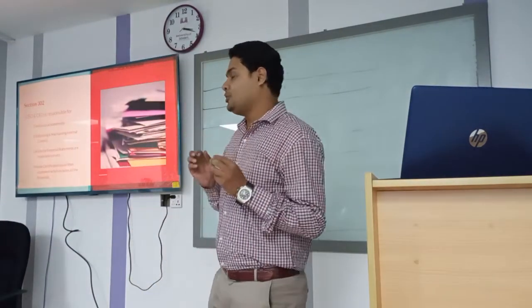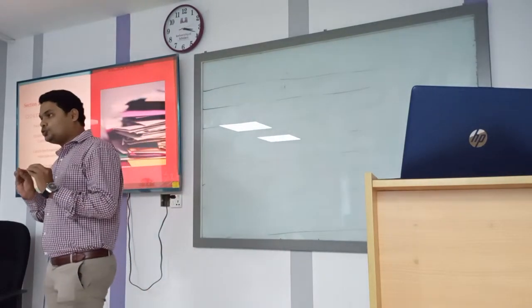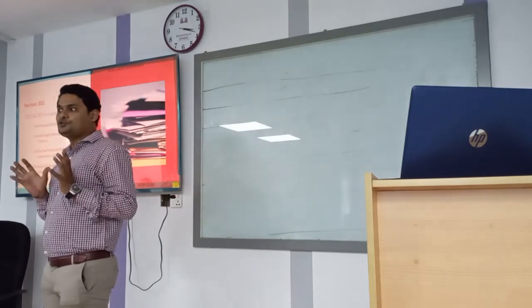The difference is in 302. 302 basically imposes internal control. What do we understand by internal control?